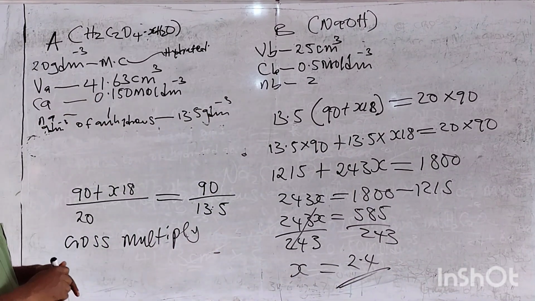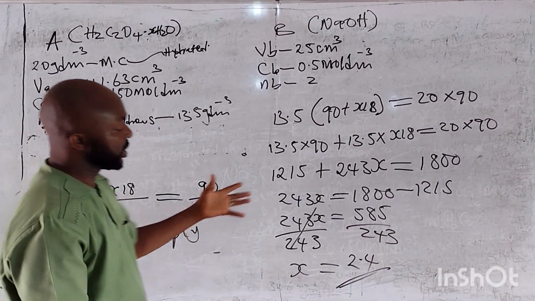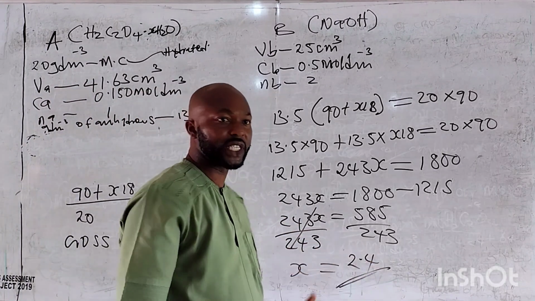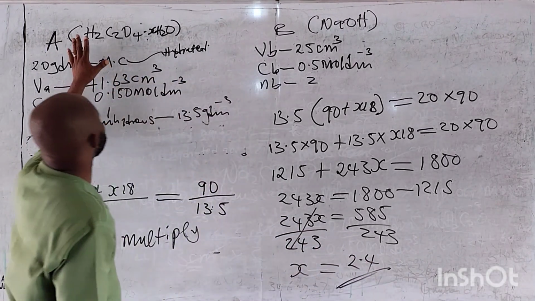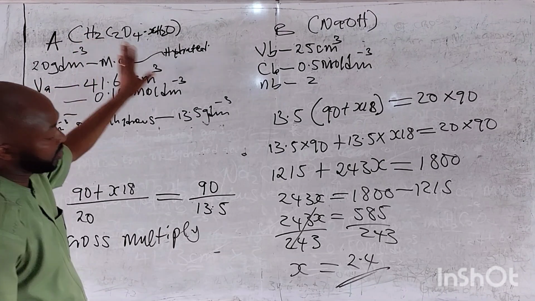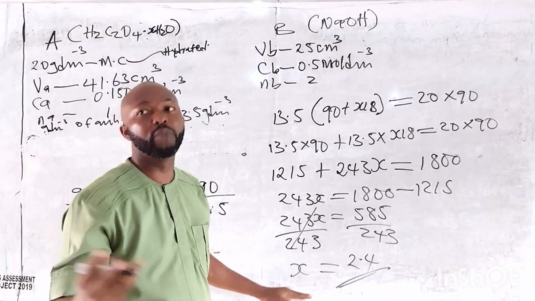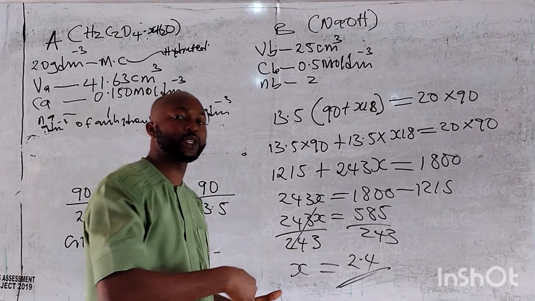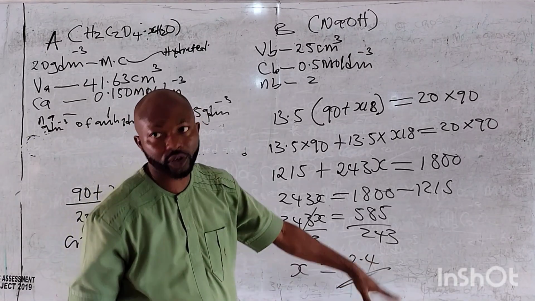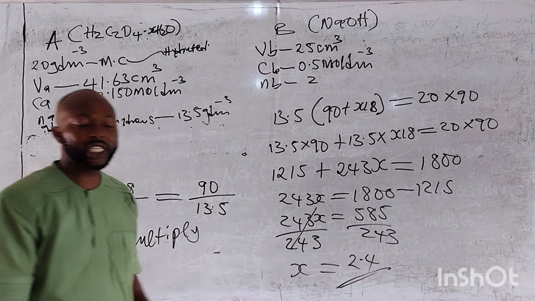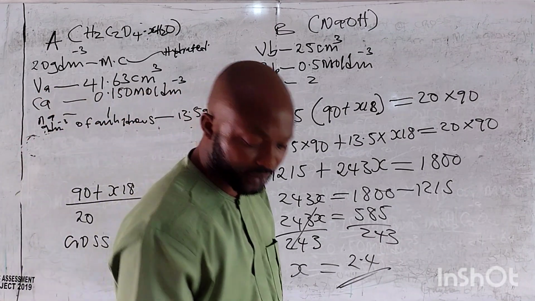Now we've gotten our X, which is the number of moles of water of crystallization present here. So this is ethanedioic acid dihydrate because it's just 2 moles of water. Many a time we have to approximate it to the nearest whole number, but 2.4 is what we have, so we'll leave it like that. So we've gotten our B.